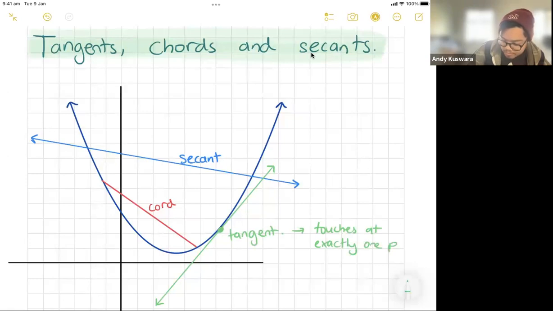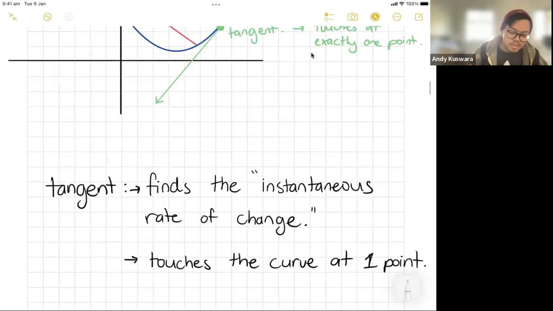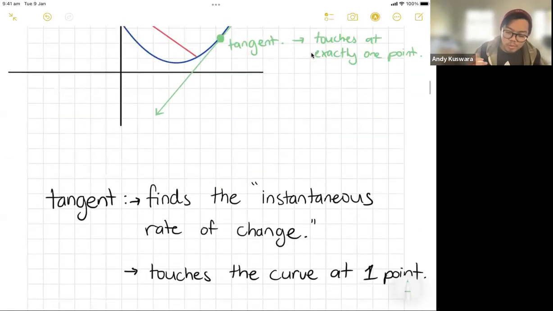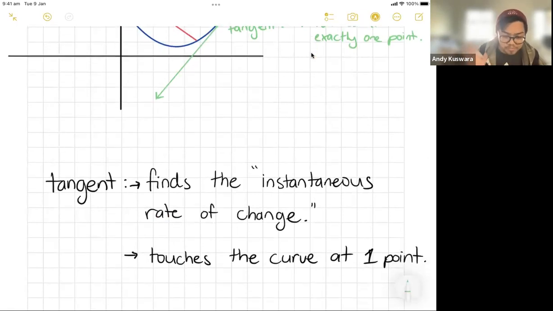The important part here is that a tangent touches at exactly one point. We'll talk about how it might not always be the case, but in most cases, the tangent touches the curve at one point and one point only. You can see it's that giant green dot that I've got there. The reason the tangent is important is it finds what we call the instantaneous rate of change. It just means that it finds the particular rate of change at that particular point.